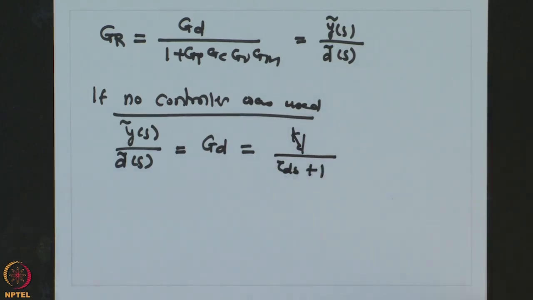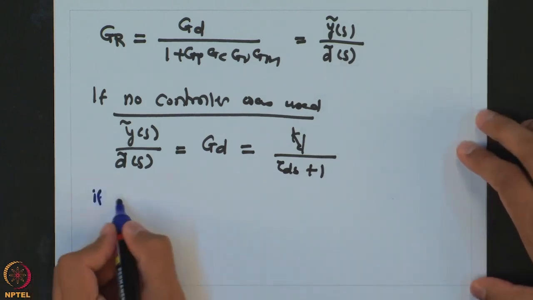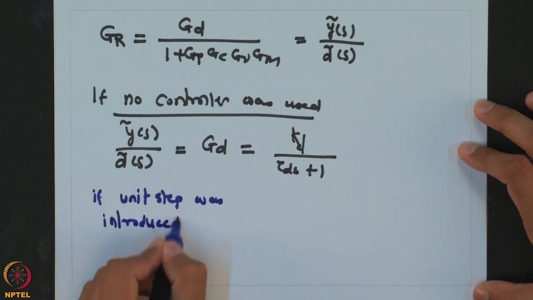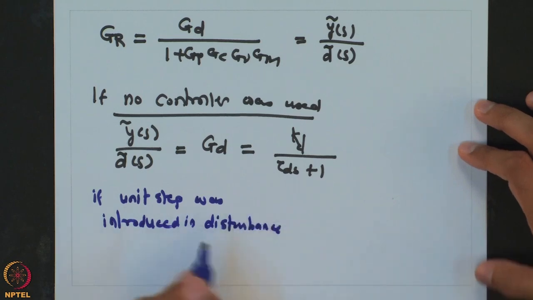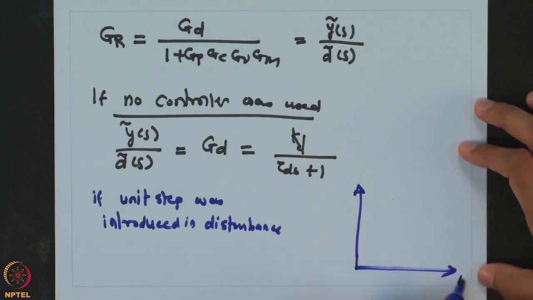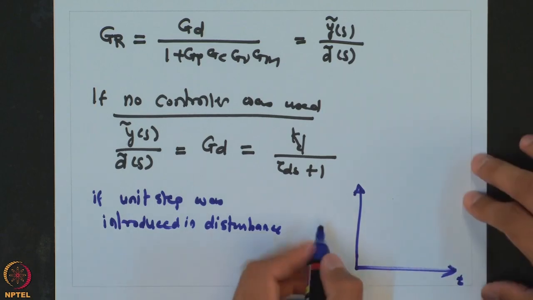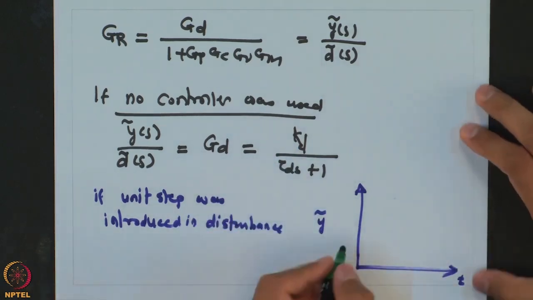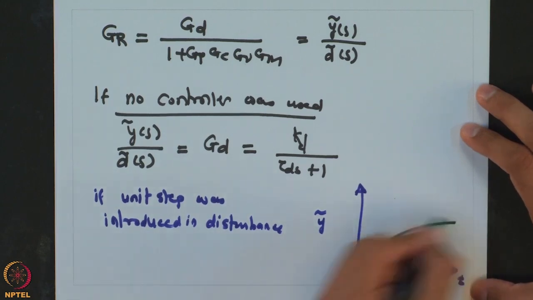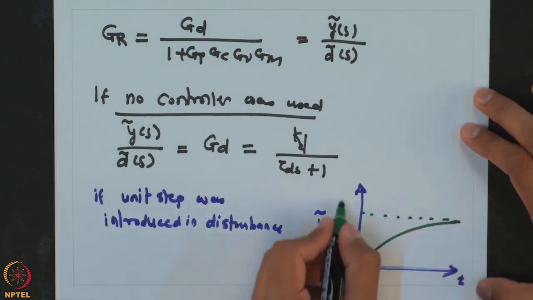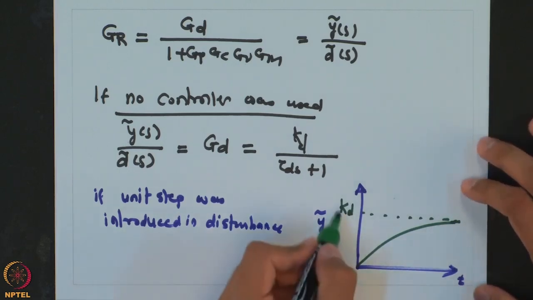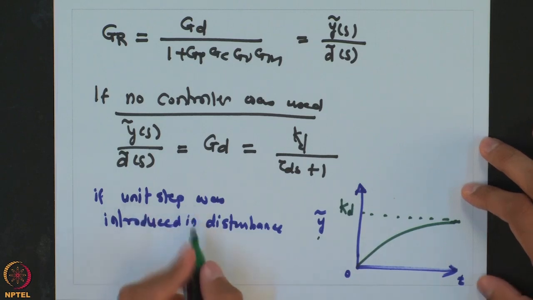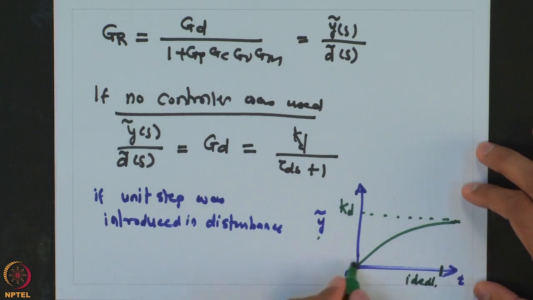So if I had not used any controller, and a unit step was introduced in the disturbance, then the output would have changed from its current value, and the ultimate value of the response would have been Kd. The response would have followed first order dynamics, and the final value would have been Kd. So the output would have changed by an amount Kd, but in reality we do not want the output to change because of changes in the disturbance. The ideal value would have been this, where Y tilde is equal to 0.